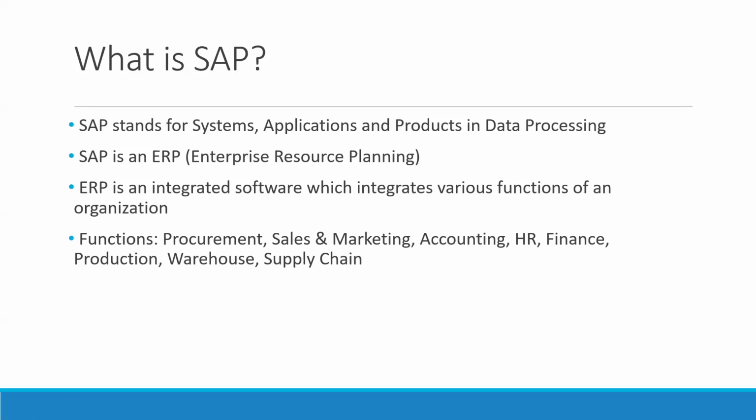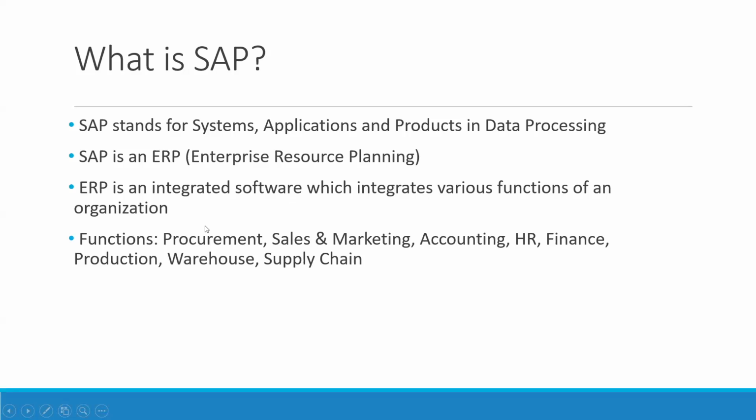How we can do the business, how we can get profit out of it. So all these decisions we need to take, based on that, whatever software related, whatever system we are using, those are called ERP. So there are two types, ERP system and non-ERP system. So what is an ERP system? ERP is an integrated software which integrates various functions of an organization.